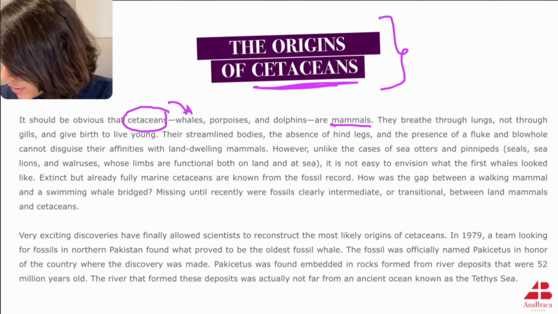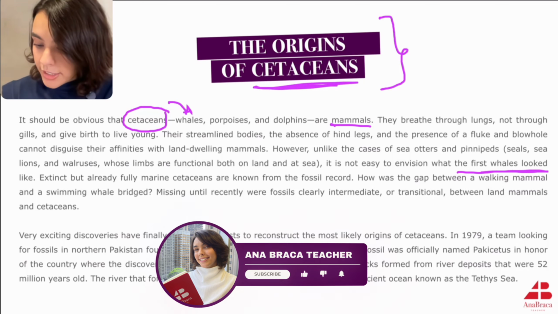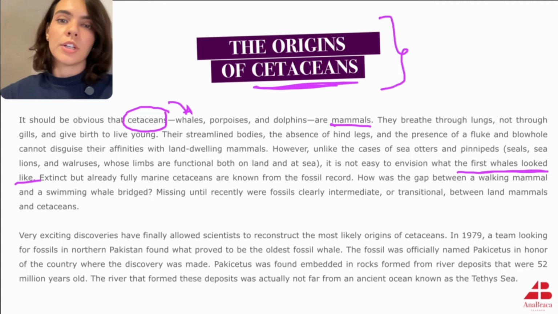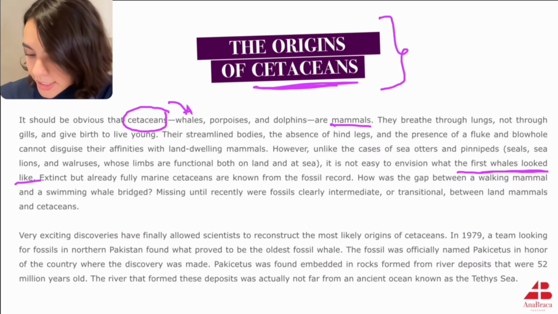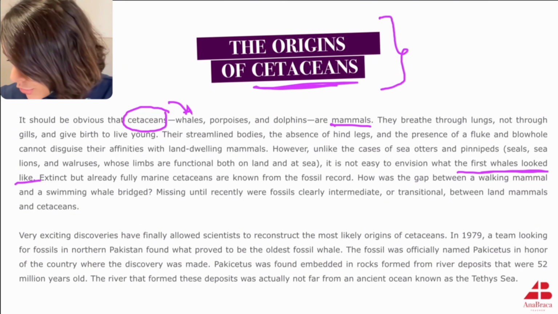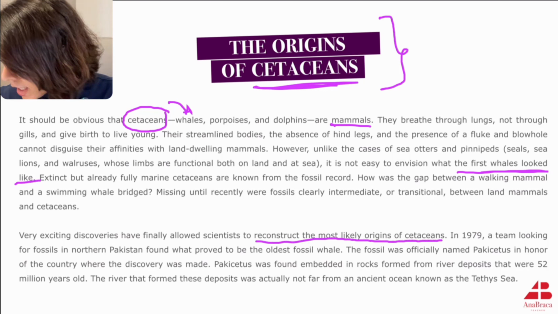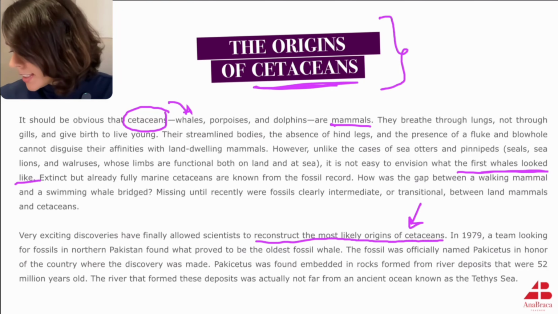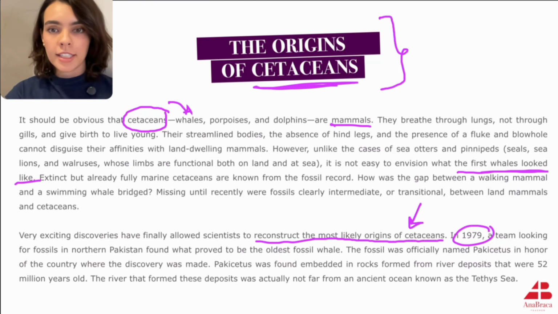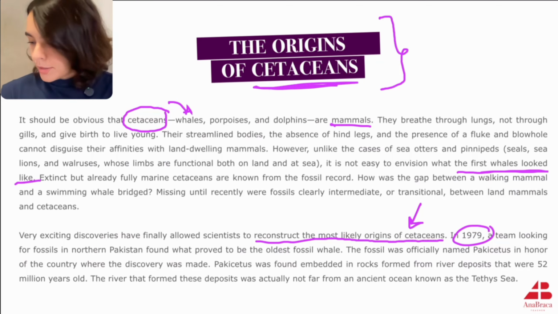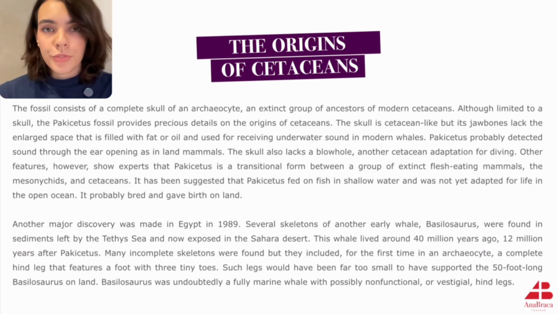It's not easy to envision what a first whale looked like, so we are having an idea here of the origins, gonna be the origins of whales. So you already know that cetaceans are whales, okay? Great. Very exciting discoveries have finally allowed science to reconstruct what would be the origins of the cetaceans, and we have a date here about a discovery. So you already have an idea that this text is talking about whales and the origins of it that date back to the 70s. Now let's do the same with the other paragraphs.